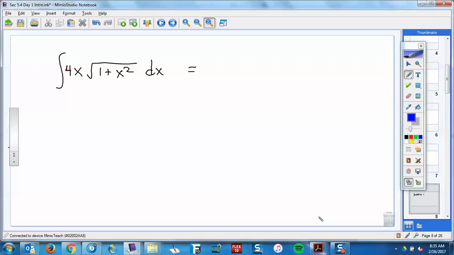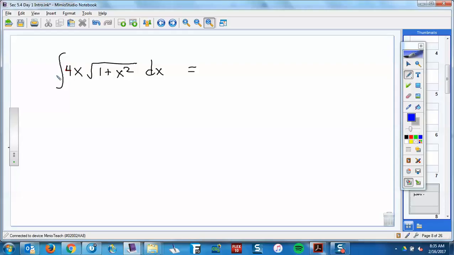All right, so if you were looking at this problem, what would your thought process be? Could throw the 4 out in front for sure, yep. Could do that. I could do that later too.